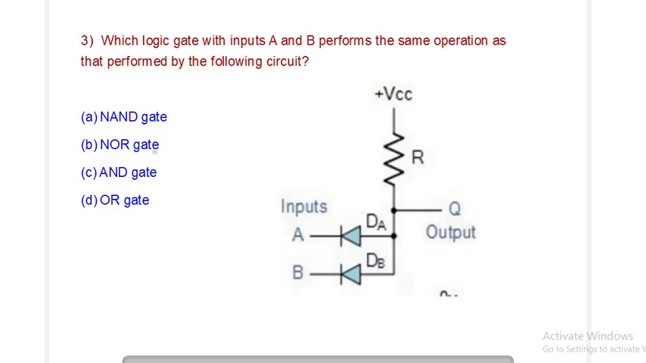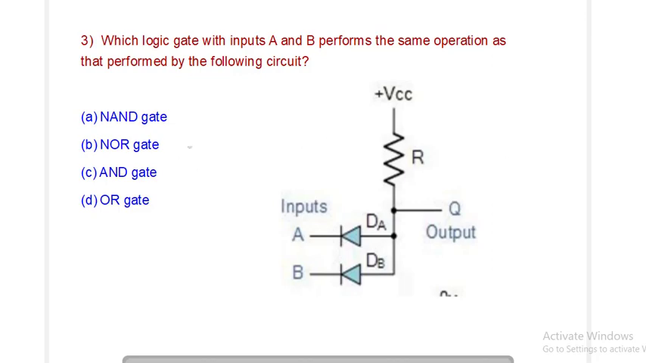Next we come to question number 3. Which logic gate with inputs A and B performs the same operation as that performed by the following circuit? We are given this circuit, two diodes connected to A and B, and we are connecting VCC to the diodes at the P region, and A and B are connected to the N region.